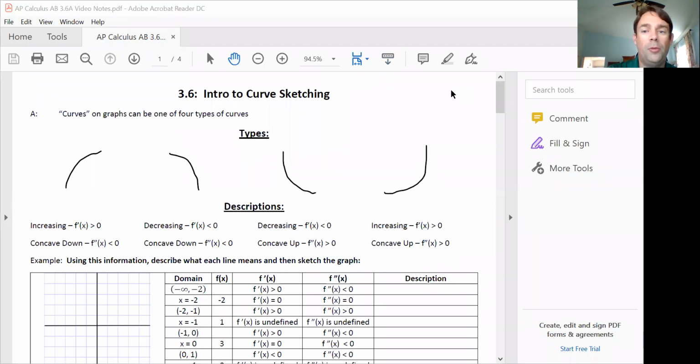So we've made pretty good progress. Hopefully you guys are still with me here, doing all right. Let's see what we got here now. Today we're going to talk about something called curve sketching.